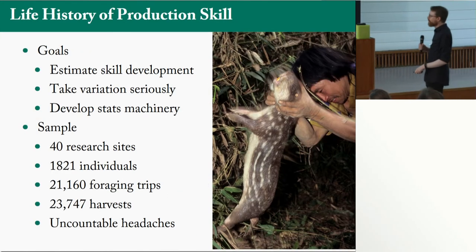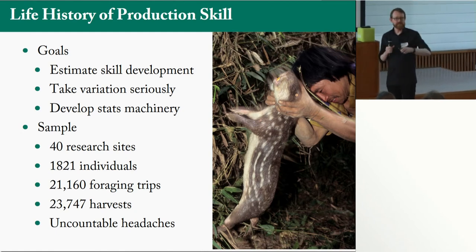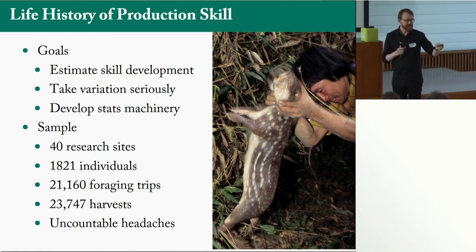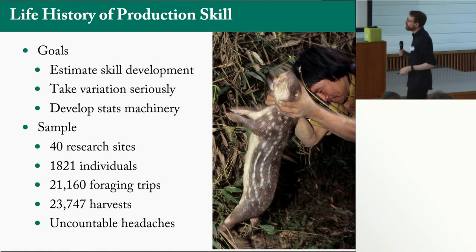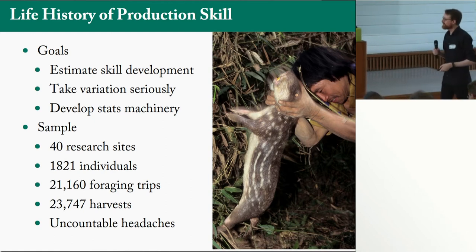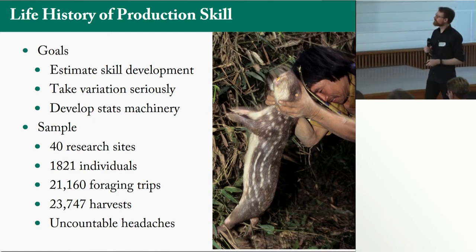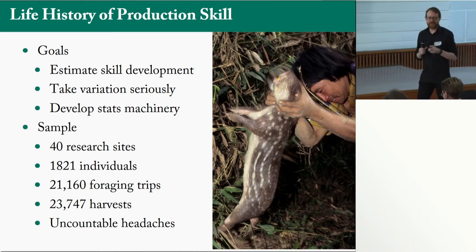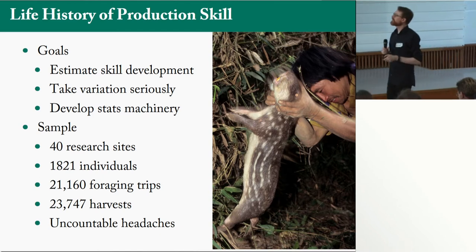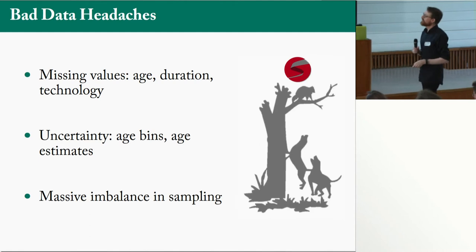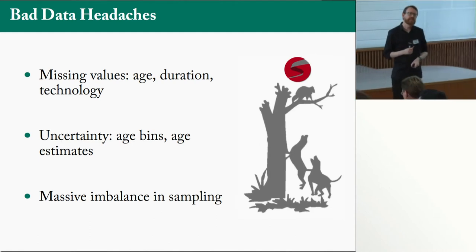So we get more harvests than trips because sometimes harvests get associated with particular hunters on particular trips. So there are almost 24,000 harvests. And as I say, uncountable headaches, which arise from trying to take all the badness in these data seriously. And what is the badness? There are lots of missing values. Not everybody records everything for everybody in every sample.